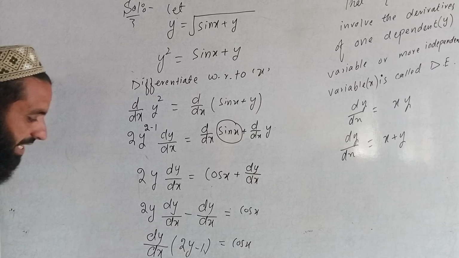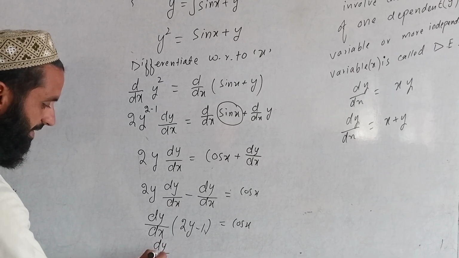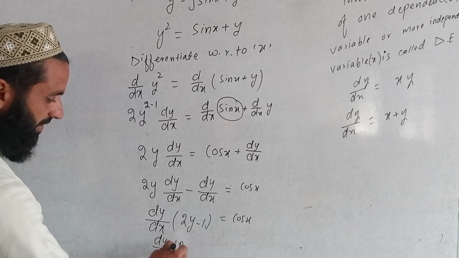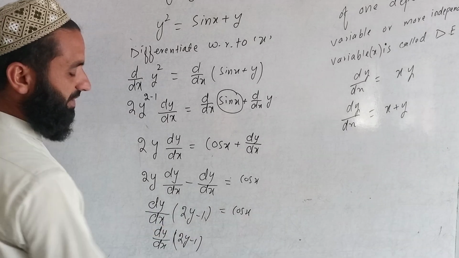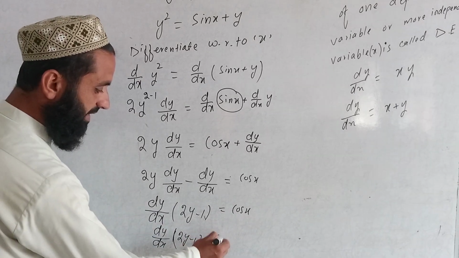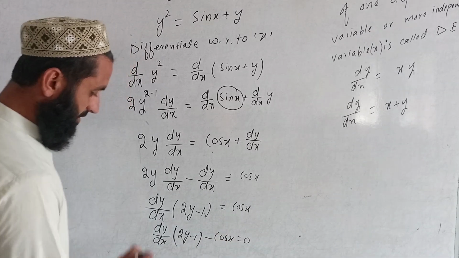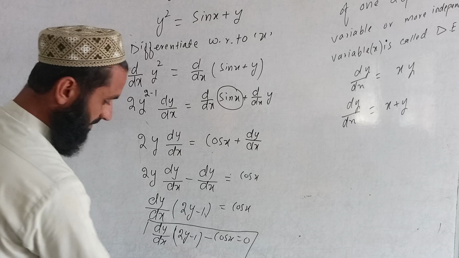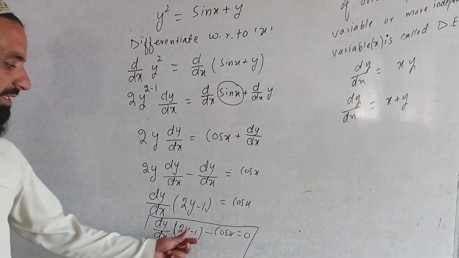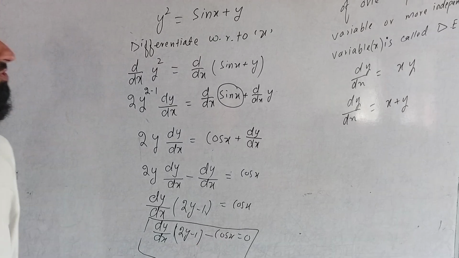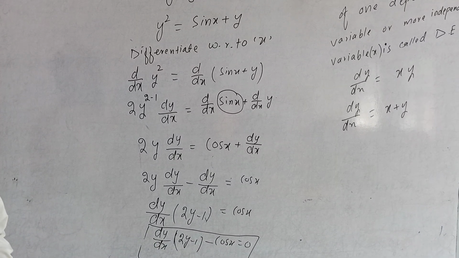So we can also write this equation in the form of dy by dx into 2y minus 1. Shift this cos x to the left hand side to get minus cos x equal to 0. So dy divided by dx times 2y minus 1 minus cos x equal to 0 is the required differential equation of the given function. Thanks.